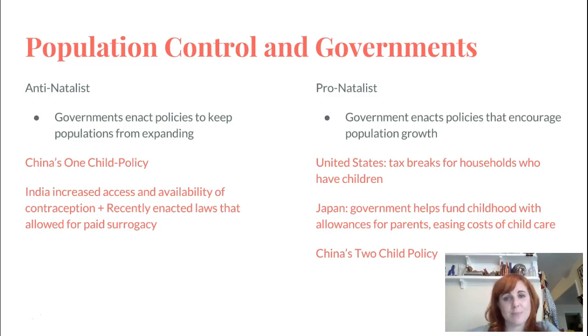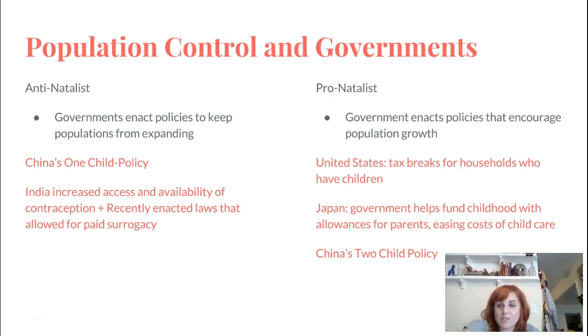In the United States, you get tax breaks for households who have children. That is nice. I would argue children probably cost more than your tax break does, but it's pro-natalist in that it's encouraging you to have children.